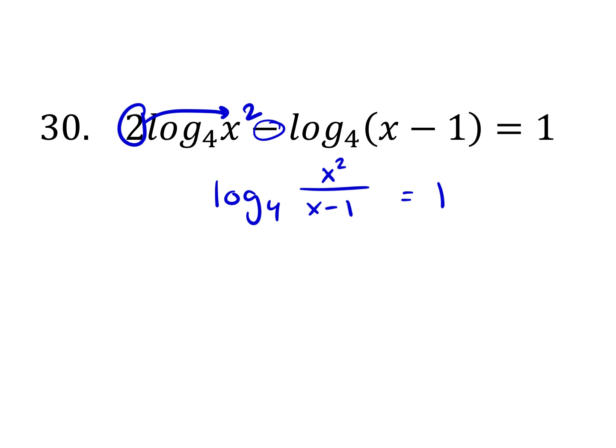What would we do next? Make the big base 4. So 4 to the power of log base 4 cancels. So x squared over x minus 1 equals, what's 4 to the first power? 4.